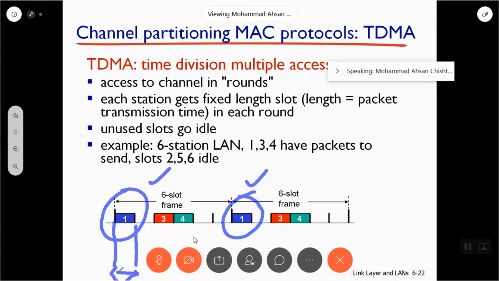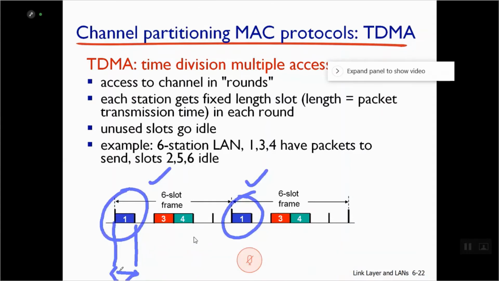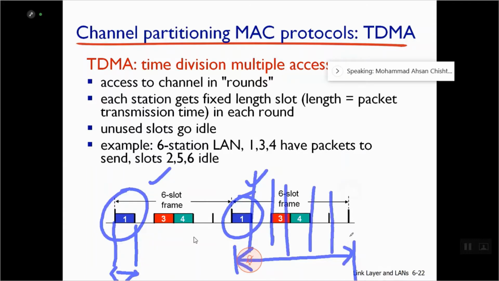So TDM divides time into time frames that you see. This one is a time frame. And each time frame is further divided into n slots. So we have here 1, 2, 3, 4, 5, 6, 6 slots.